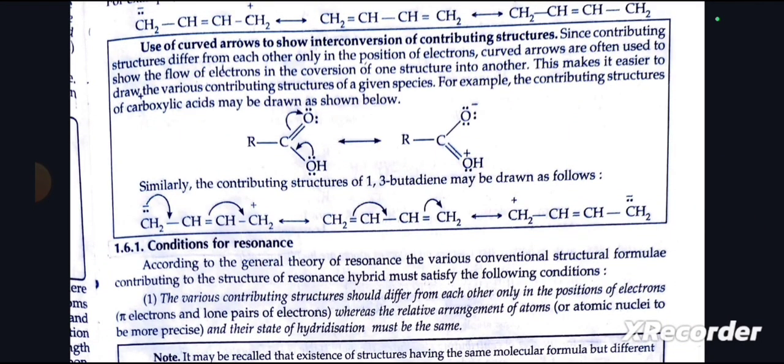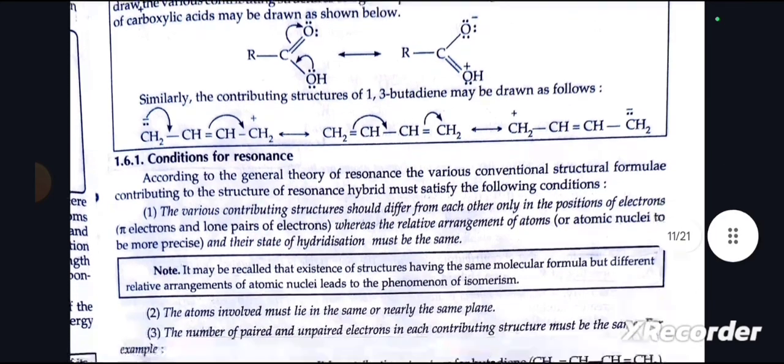Use of curved arrows to show interconversion of contributing structures. Since contributing structures differ from each other only in the position of electrons, curved arrows are often used to show the flow of electrons in the conversion of one structure into another. This makes it easier to draw the various contributing structures of a given species. For example, the contributing structures of carboxylic acid may be drawn as shown below. Similarly, the contributing structures of 1,3-butadiene may be drawn as follows.